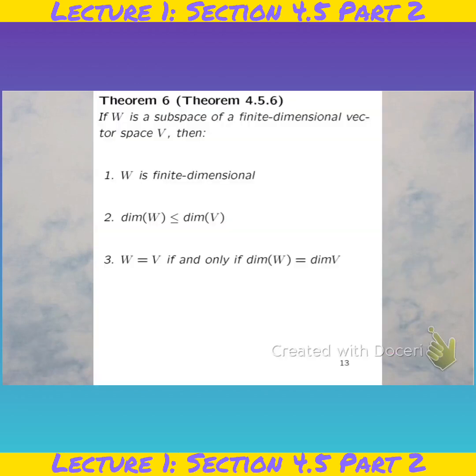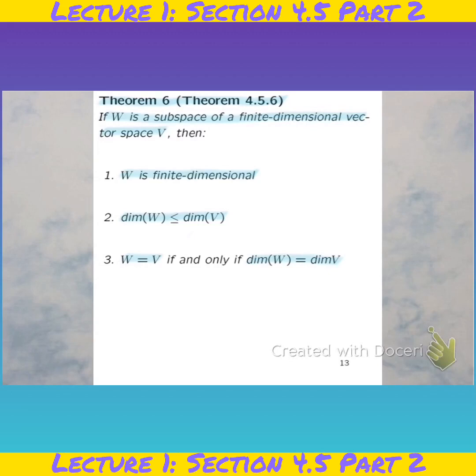Alright, that brings us to Theorem 6. This theorem says if W is a subspace of a finite dimensional vector space V, then number 1, W is finite dimensional. Number 2, the dimension of W is less than or equal to the dimension of V, and the only way that the sets V and W can be the same is if their dimensions are the same.